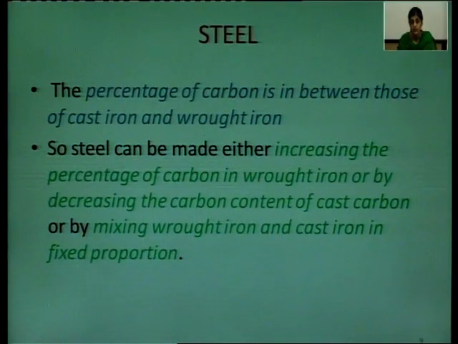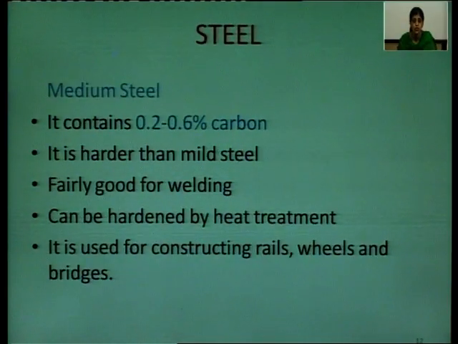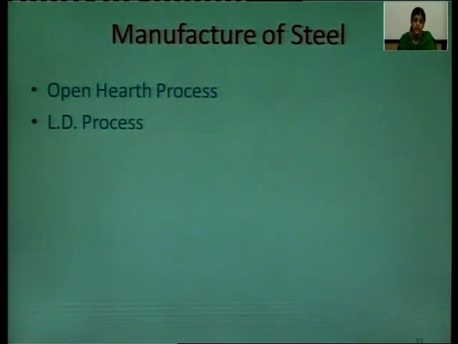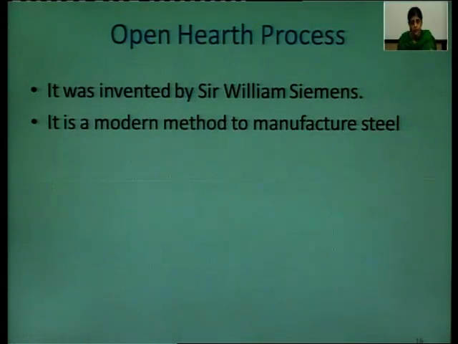Now, we will be discussing about the manufacture of steel. We have seen the various types of steels, we use steel every day in our life. We will see what are the methods of manufacture of steel. We will be discussing two methods of manufacture of steel that are in your syllabus. The first is the open hearth process and the second is the LD process. First we will be discussing about the open hearth process. The open hearth process was invented by Sir William Siemens.